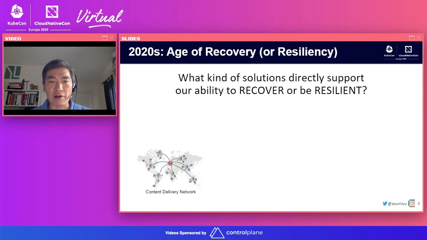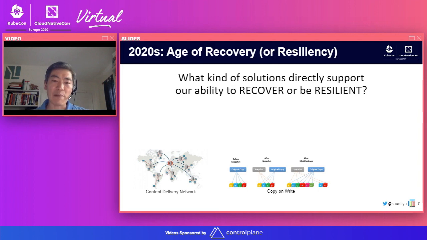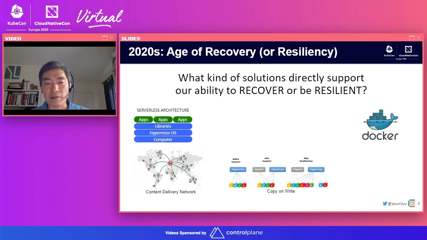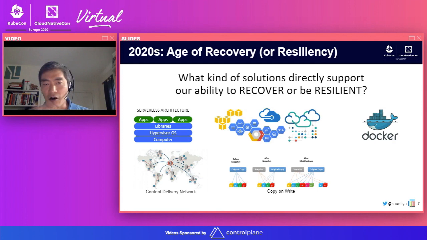I ended up with an assortment of interesting design patterns and capabilities, such as content delivery networks, design principles such as copy on write, where you never erase anything, you just keep appending, new technological approaches such as Docker containers and serverless functions, all things cloudy cloud, and even buzzwords like blockchain. And as I looked at all these different solutions that help us recover or be resilient, I found an interesting pattern emerge.